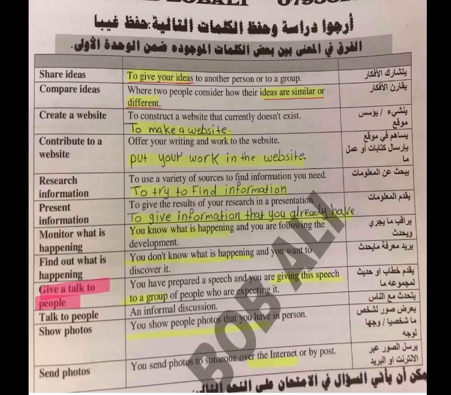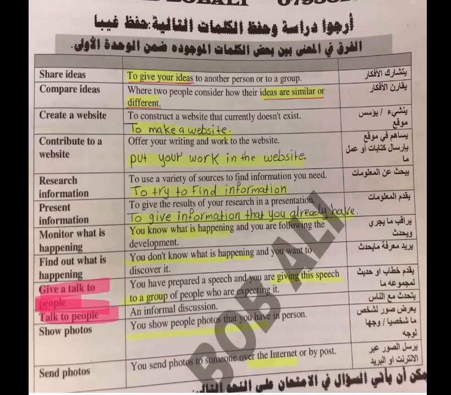Now here give a talk to people or talk to people. Now here give a talk to people، إنك you are going to have a speech، أنت بدك تعمل كلام أو حديث to a group of people، أنت بدك تعمل حديث مع الناس. So you want to talk with a group of people، بدك تحكي مع مجموعة من الناس. Talk to people an informal discussion هو حديث غير رسمي.